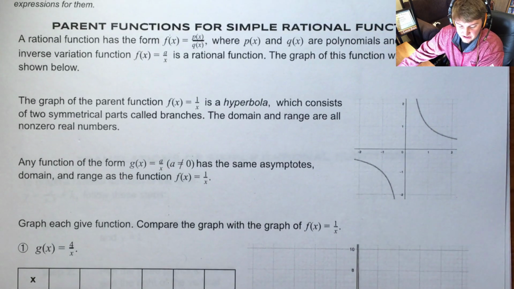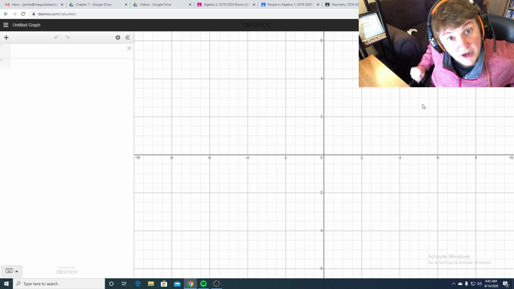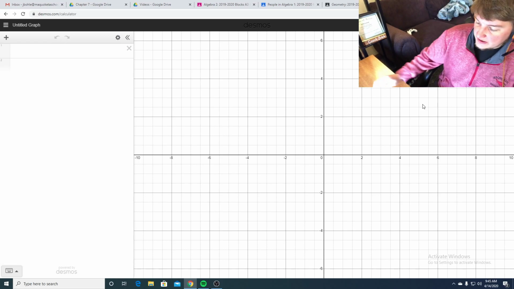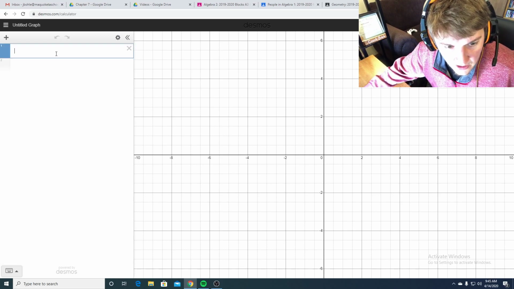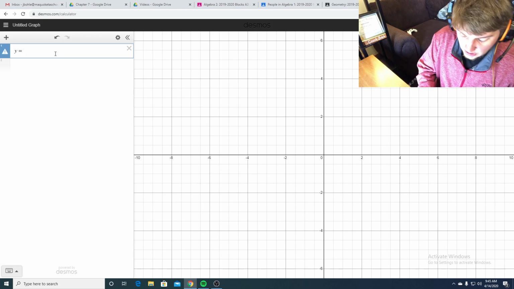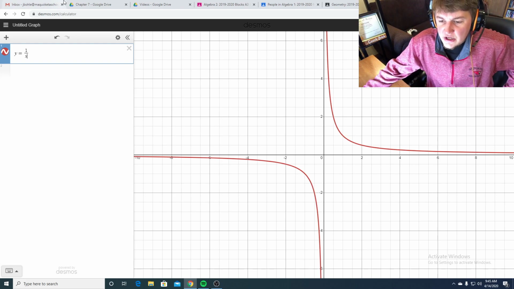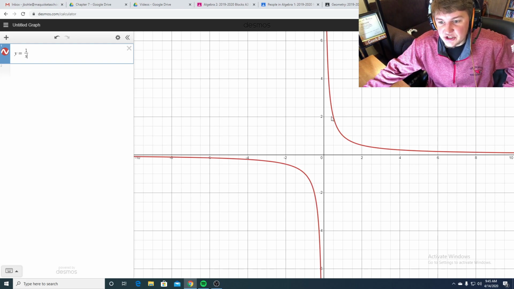Let's go ahead and take a look at the parent function and what it looks like. I'm going to say y is equal to 1 divided by x, because that's the parent function. The parent function, as you can see, is this red line here.